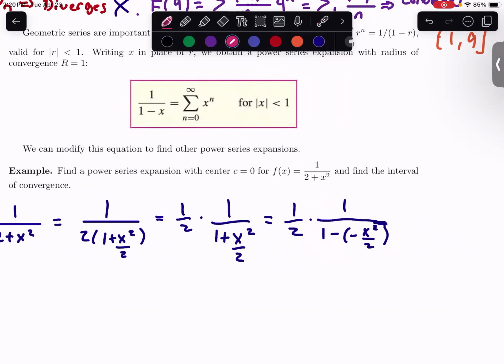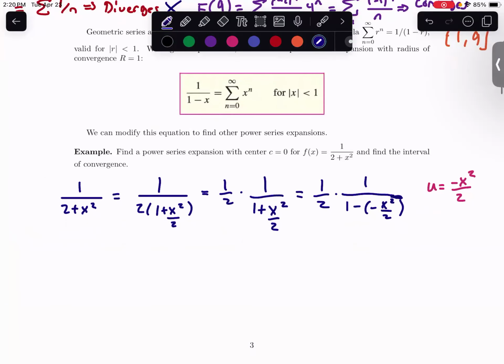So the function that we're going to make a substitution for is we're going to let u be equal to minus x squared over 2. So we're going to let u be what's inside of this parentheses. So it's going to be minus x squared over 2. And if we make this substitution, hopefully it'll be apparent why we made this substitution. So this is going to be equal to 1/2 multiplied by 1 over 1 minus u.